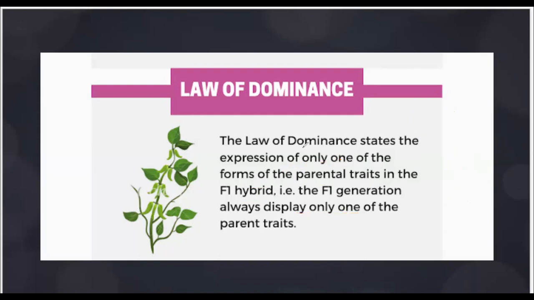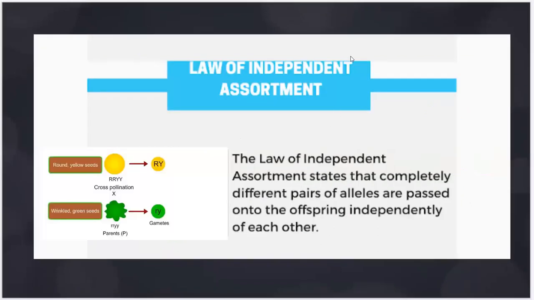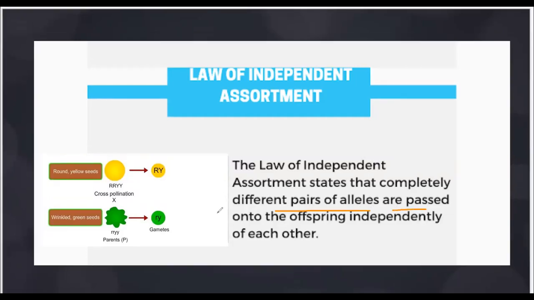Tallness will be expressed. And then finally, the law of independent assortment states that different pairs of alleles are passed on to the offspring independently of each other, as we just discussed with the example. No two allele pairs are dependent or joined or linked to one another.